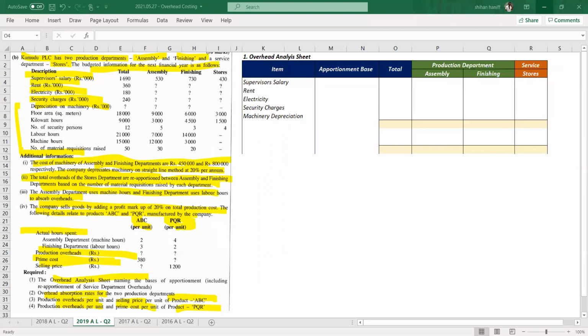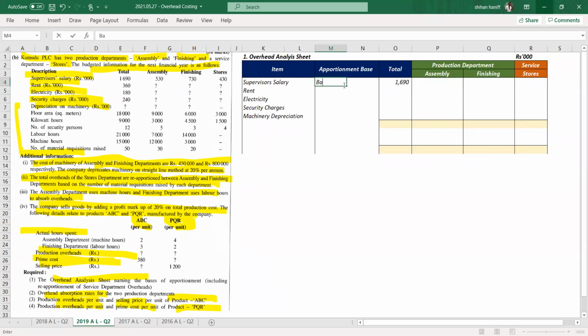There is a question. So should we remember the format of this analysis sheet? Yes, this is the format. So for all the questions, we can use this format: just item, the expense, and the base. What is the base that we are going to divide each expense to these departments? So let's have the total amount and divide this total for these three departments. This one is supervisor salary, total 1,690,000. All the values are in thousands, so don't forget to write rupees thousands.